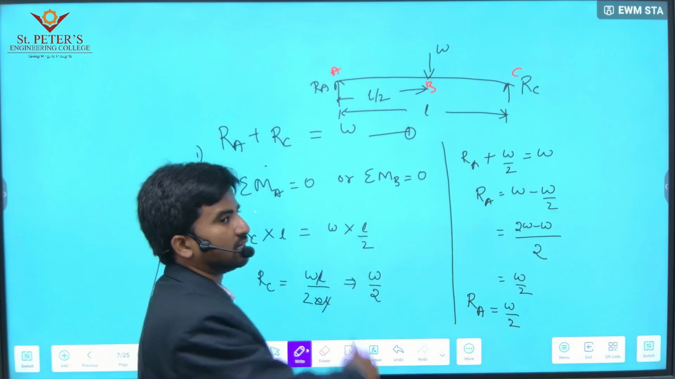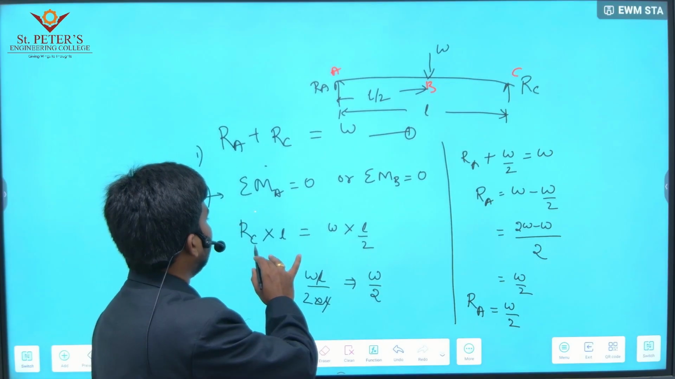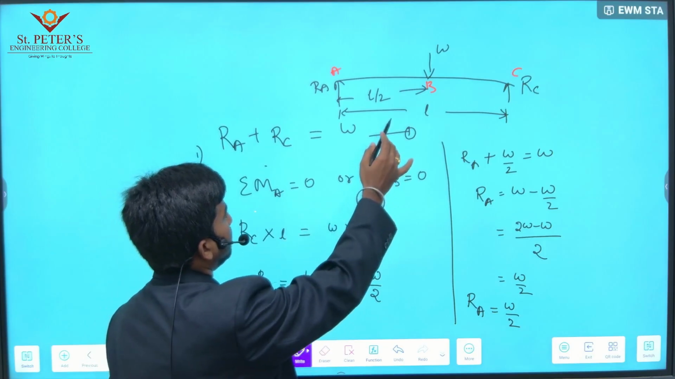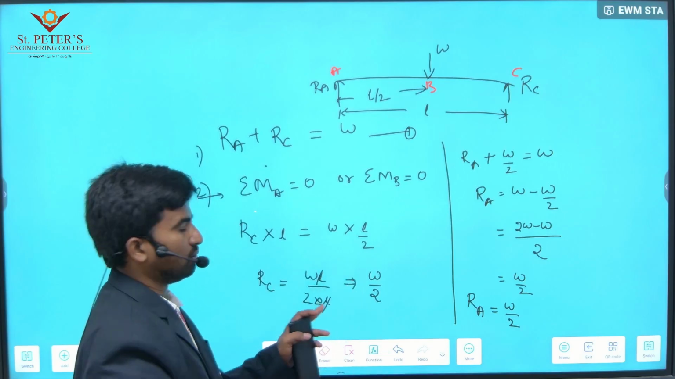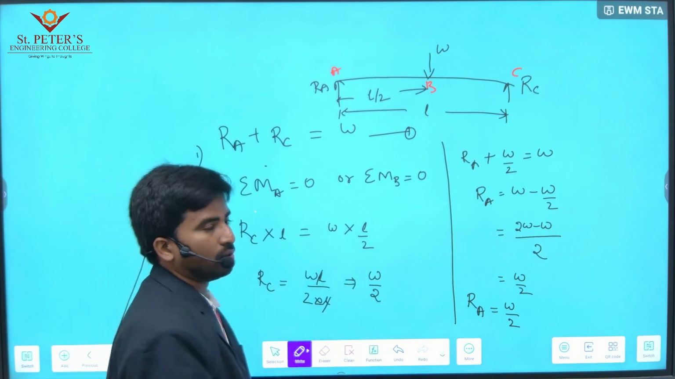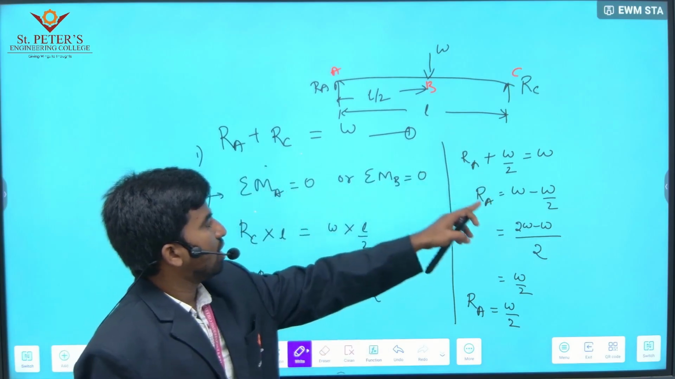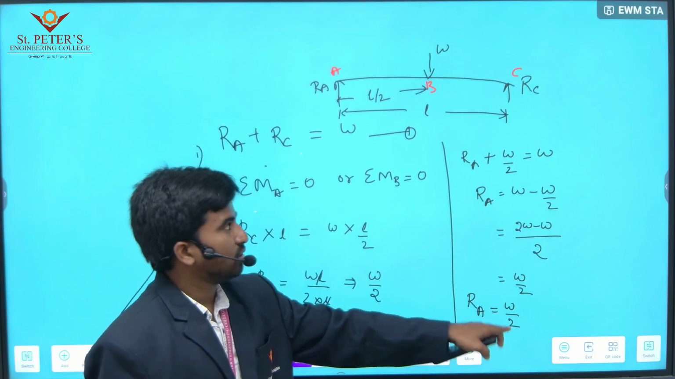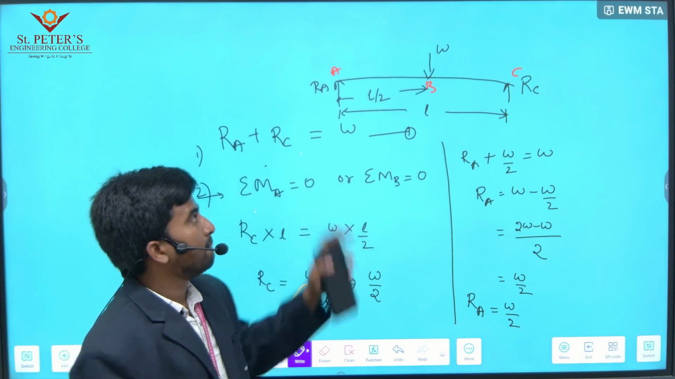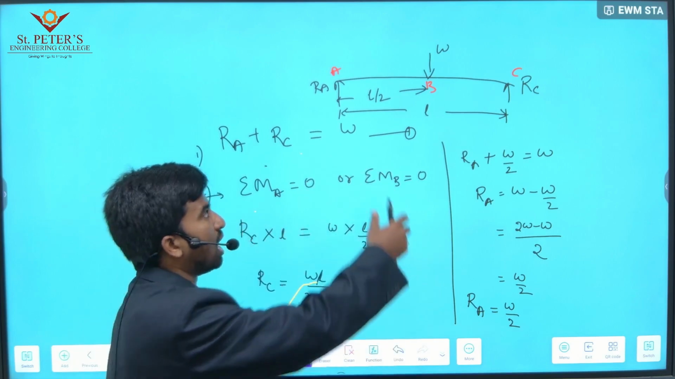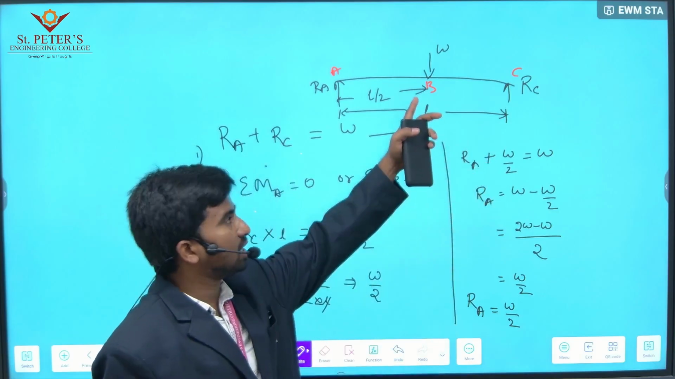Here the moment is nothing but the product of force and perpendicular distance. Considering support reaction RC into L, that is equal to W into L by 2. We got the value RC is equal to W by 2, and substituting in the first equation, we got RA equal to W by 2. Simply we can say that in a simply supported beam, when a load acts at the center point, the load will be shared equally, half for support A and half for support C. Why? Because it acts at the center point.